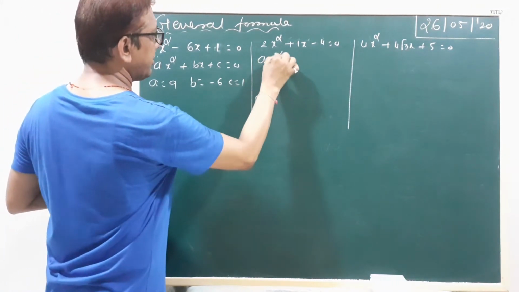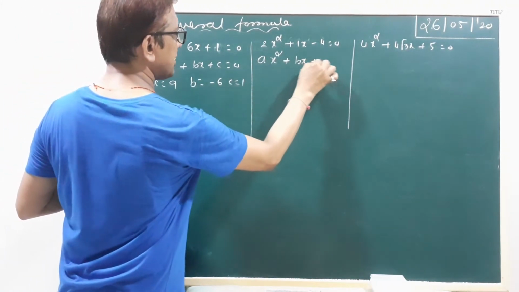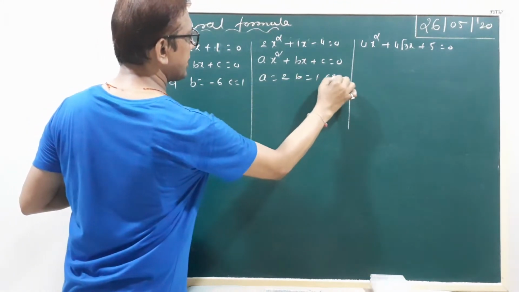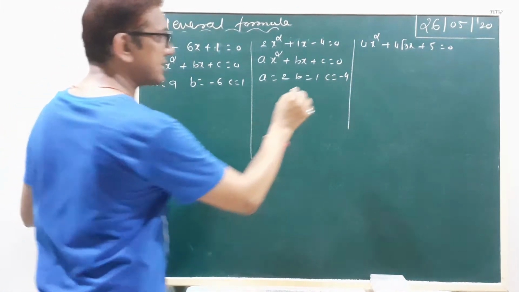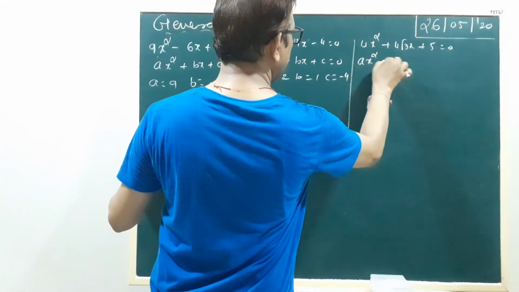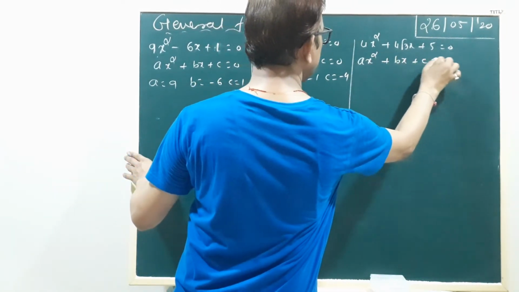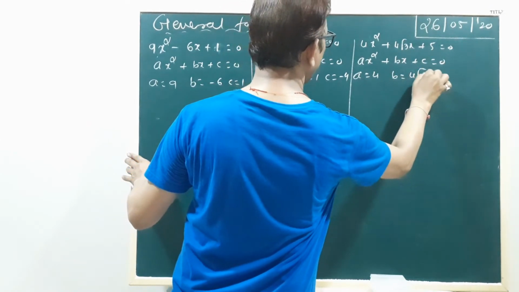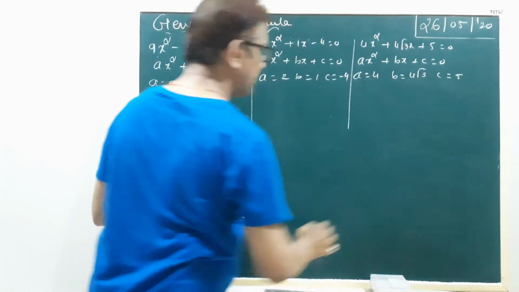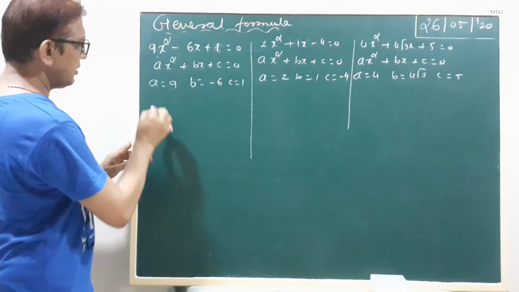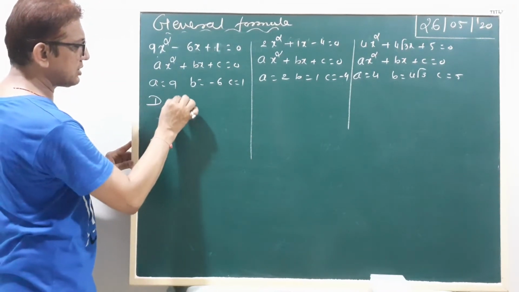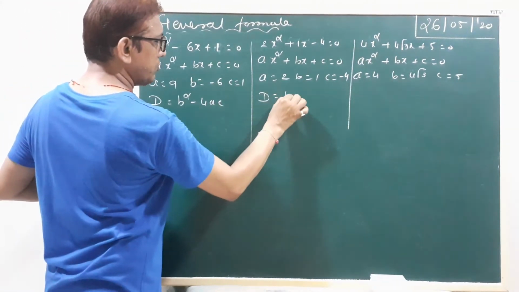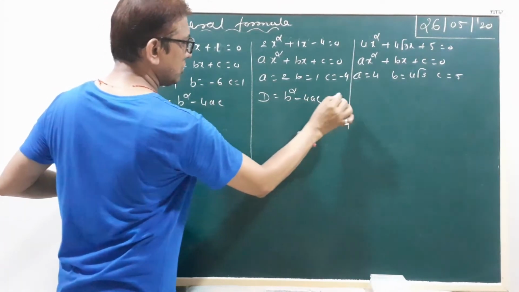Again here, ax square plus bx plus c equal to 0. a equals 2, b equals 1, c equals minus 4. Is that clear? Again here, ax square plus bx plus c equal to 0. So a equals 4, b equals 4 root 3, c equals 5. Clear? Okay. Now first we find the discriminant. The discriminant formula is b square minus 4ac.